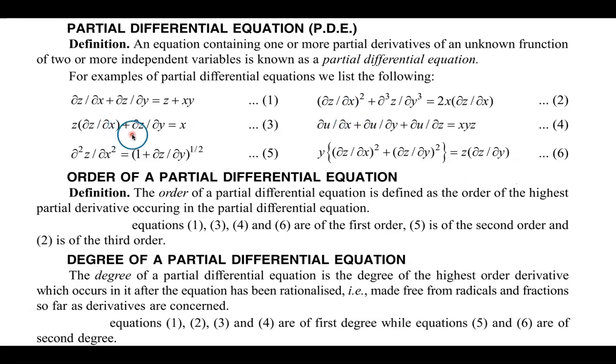In example 3, even though the degree of z, dou z by dou x and dou z by dou y are equal to 1, z and dou z by dou x, z and its derivative are multiplied together here. So this is not linear.